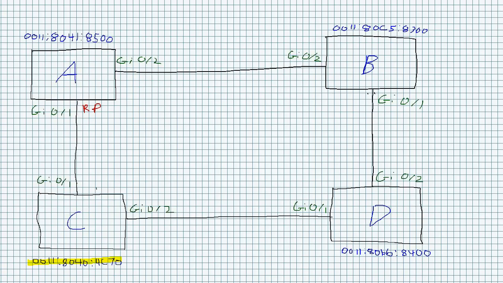And right here. Switch C will obviously have two designated ports, one here and one here. And switch A will also have one designated port, and switch D will also have one designated port.